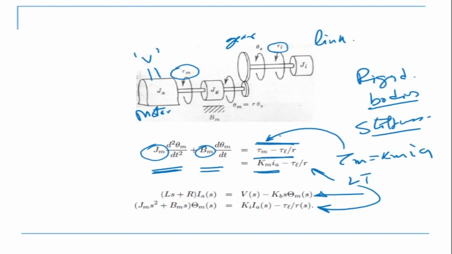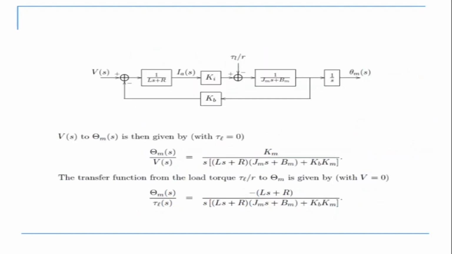Now if I combine both of these two equations, and draw the block diagram, our block diagram turns out like this, where we have two inputs. This is my motor voltage Vs, which is going as input, and then we have the disturbance tau L by R, which is coming as a disturbance now. And this is because of the dynamics. Now, because we have two inputs, we use superposition.